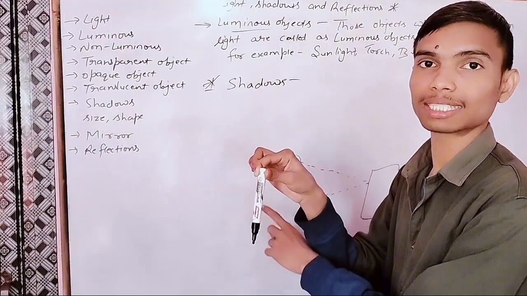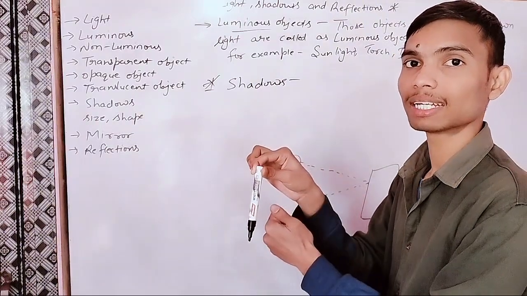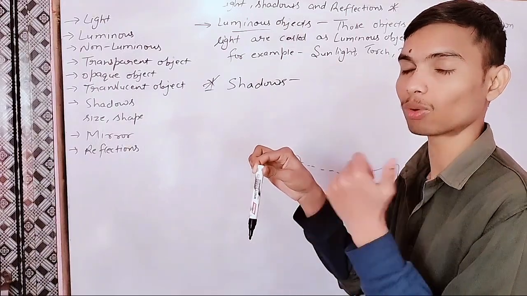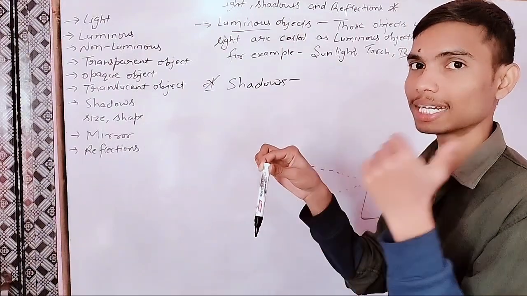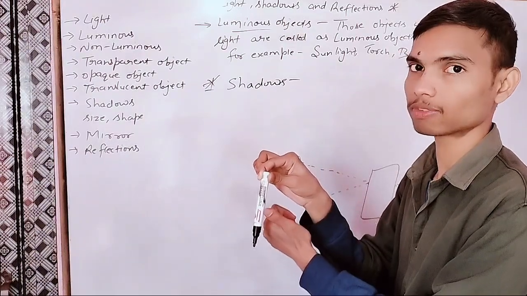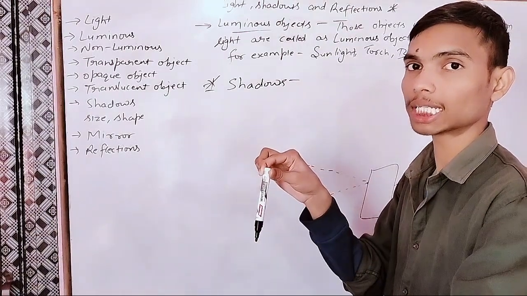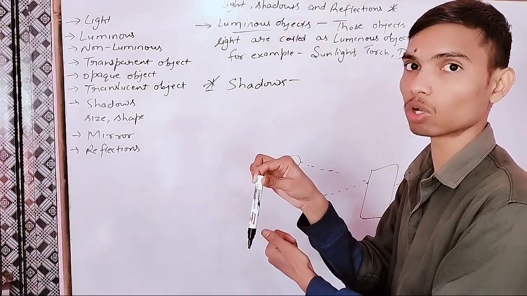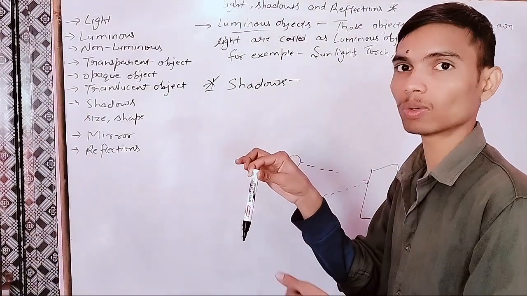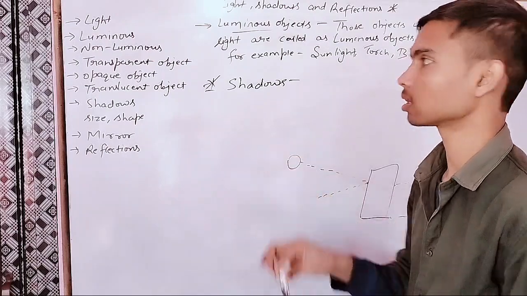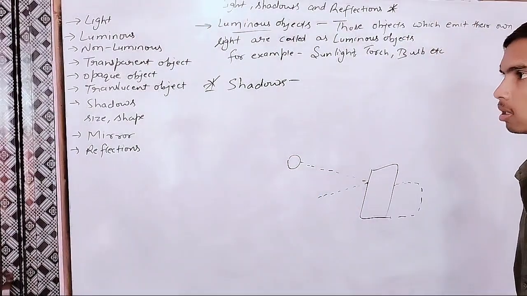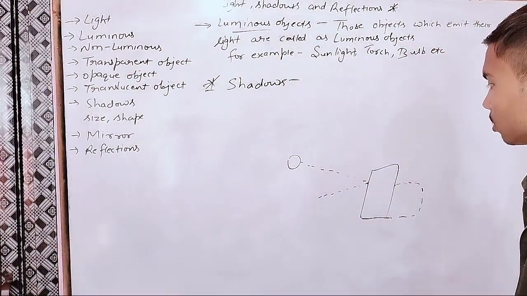So it is happening because light is falling on the surface of this and is turning into another direction rather than passing through this object. That's why we are looking at the formation of a shadow behind this object. Clear? Behind this object.